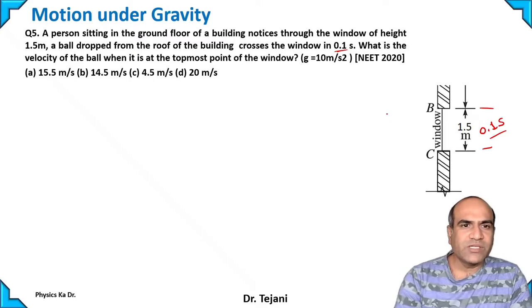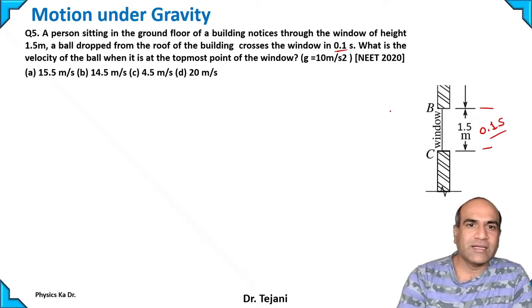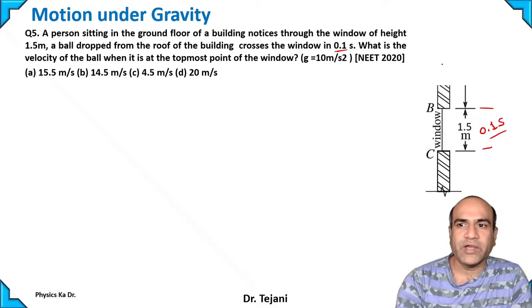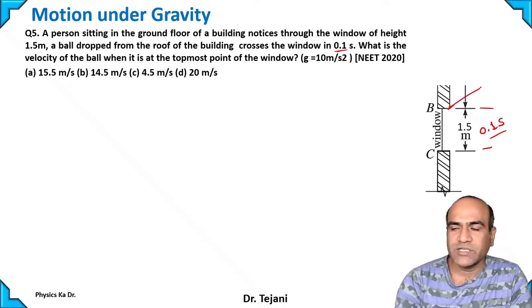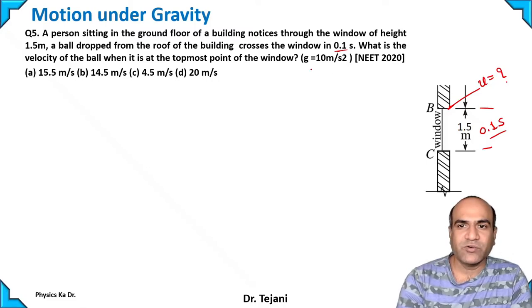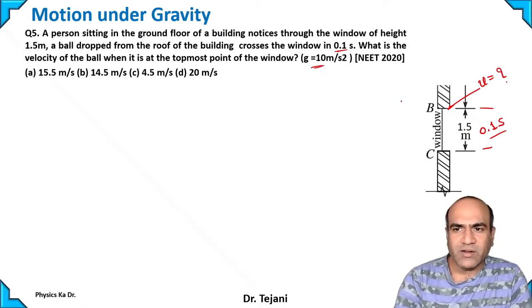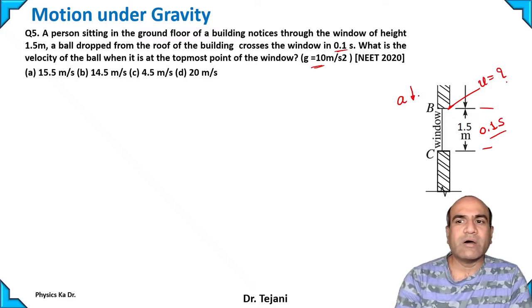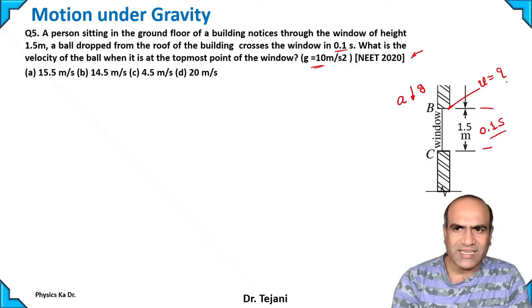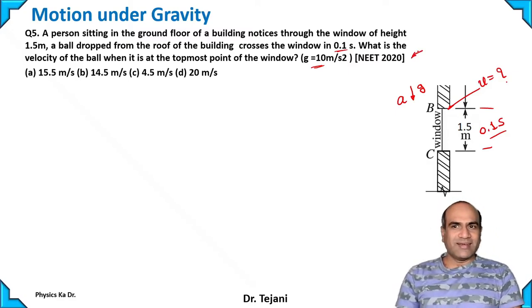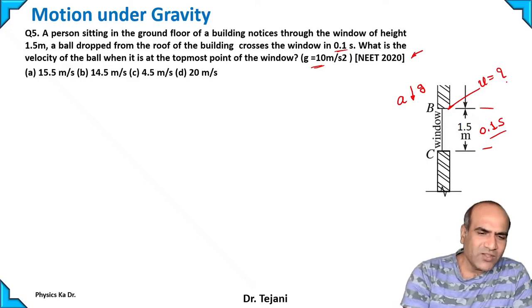So what is the velocity of the ball when it is at the topmost point of the window? That means here we need the initial velocity, u is equal to what, and g we take as 10. When an object moves from top to bottom, in the downward direction, g is always positive. That question was asked in NEET 2020. And the options are also given.